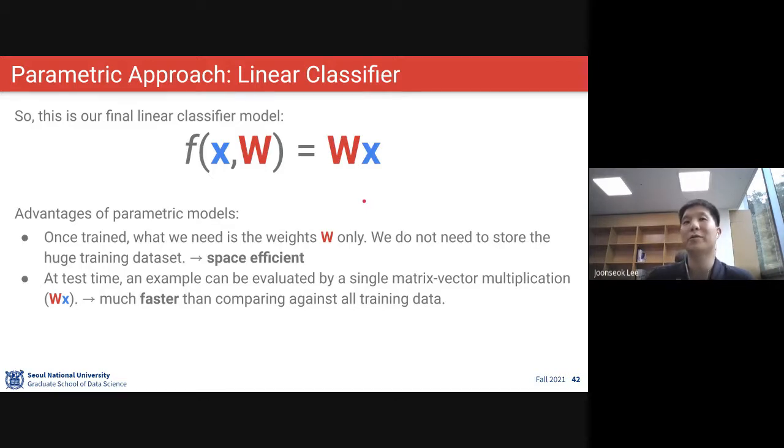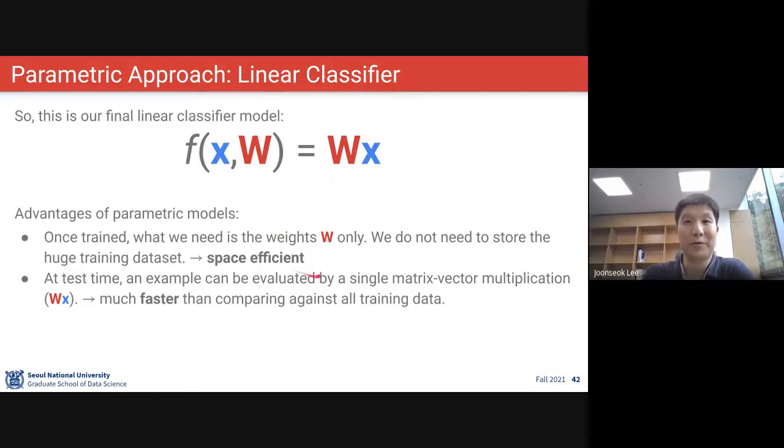It was 10 times 3,073. What is the 10? Number of classes. What is the 3,000? The image size. It is independent of the number of images in the training data set. That is different from the nearest neighbor classifier, right? In the nearest neighbor classifiers, we had to store the entire training data set in the memory. And if we have very big data, like 1 billion or 10 billion images, we need that big memory space or disk space. But here, what we need to store is just 10 times 3,073. It's independent of the input data sets, okay?